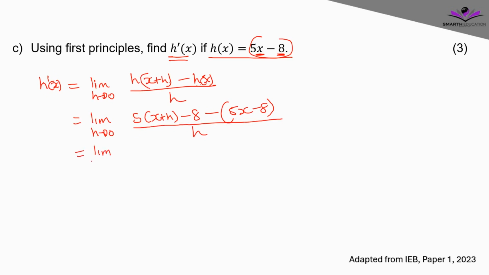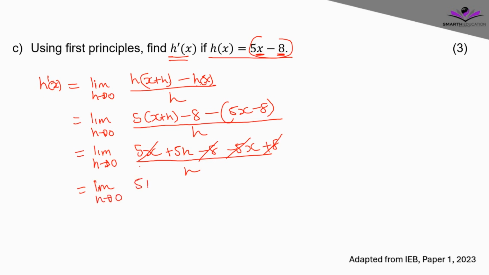Then, the limit as h approaches 0 of 5x plus 5h minus 8 minus 5x plus 8, all over h. 5x minus 5x is 0. Negative 8 plus 8 is 0. And then we just remain with the limit as h approaches 0 of 5h over h. Then h divided by h is 1. So we remain with the limit as h approaches 0 of 5.